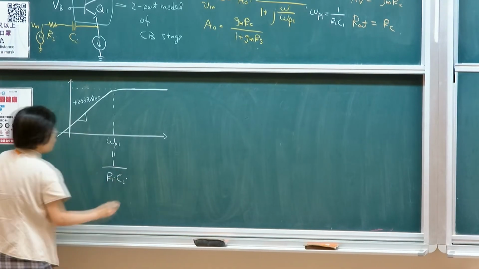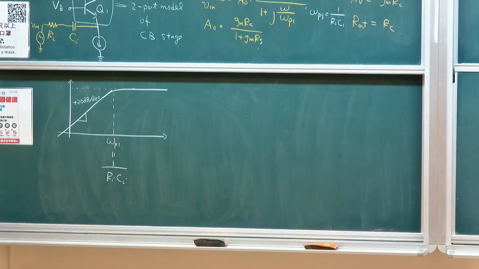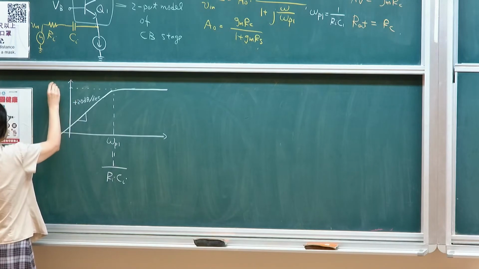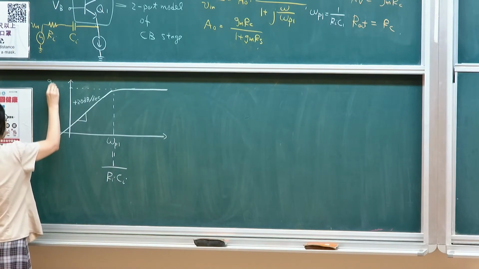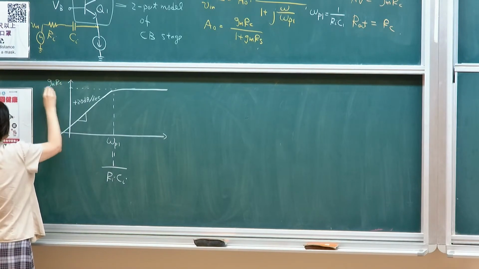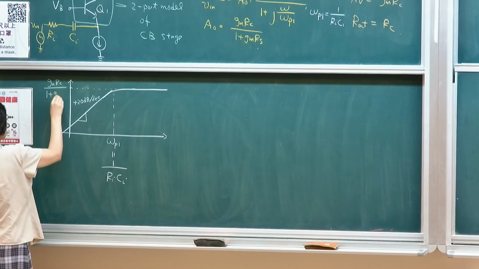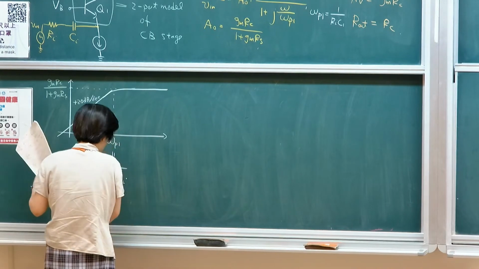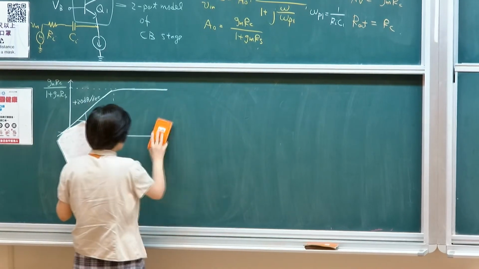That's a high-pass component. And we know that at this turning point, the gain should be GM RC over 1 plus GM RS. Okay? So that's just when you have source resistance, that's the overall gain that we obtain. So let's look at the high frequency side. This is the low frequency side.